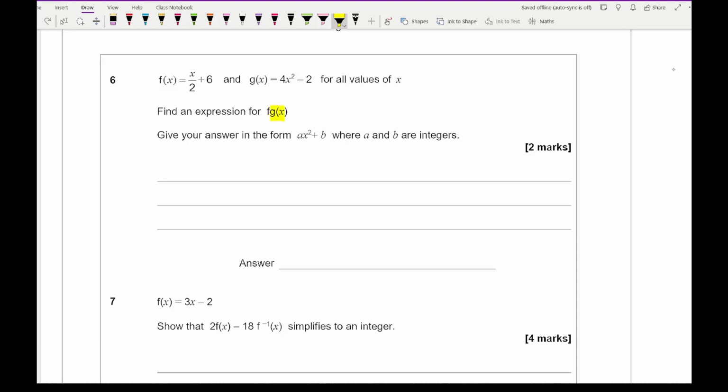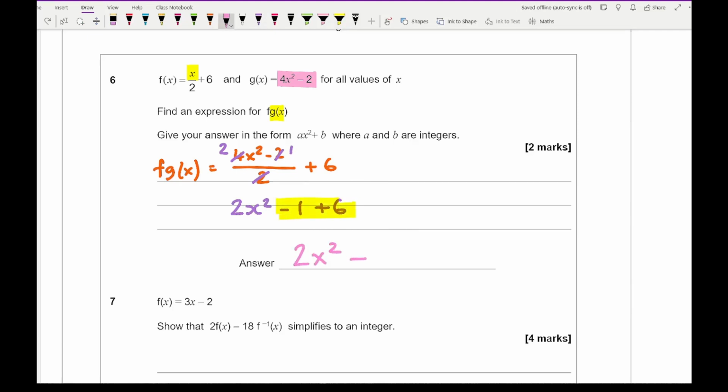So what I want to substitute is, wherever I see an x in f, I want to swap that with g of x. So if I start by writing fg of x, instead of writing x, I'm going to write what's in pink first. That's going to be 4x squared minus 2, all divided by 2, plus 6. So looking at this, if I divide everything by 2, that becomes a 2, that becomes a 1. So all that's left is 2x squared minus 1 plus 6. Then if I join these two things here, I get my final answer of 2x squared plus 5.